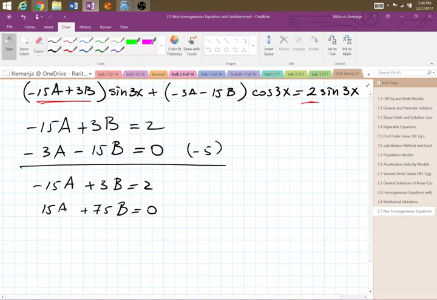Now when we add the two equations, we have 78b equals 2, from where b is conveniently 1 over 39. 1 over 39 for b. And then you can go and find what a is.